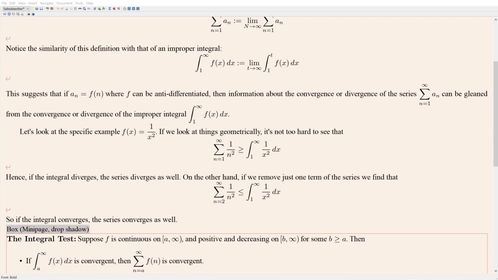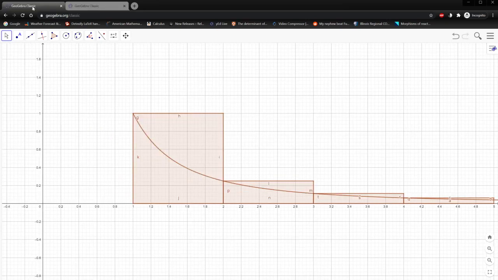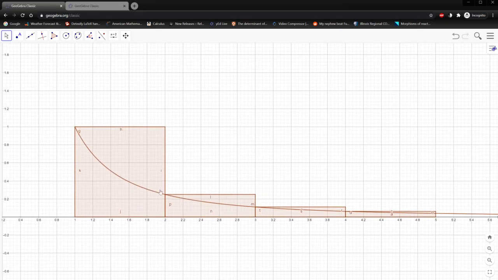So let's move over to Geogebra. So here we go. So here is the curve 1 over x squared. I have only focused on values of x from 1 to infinity, because those are the only numbers that are going to interact with our series.